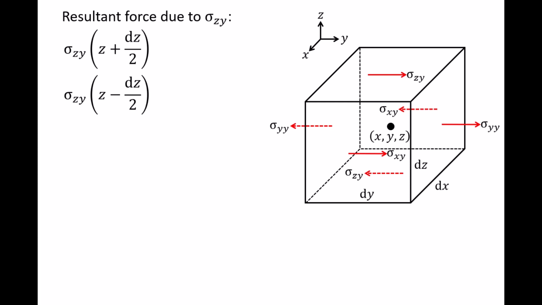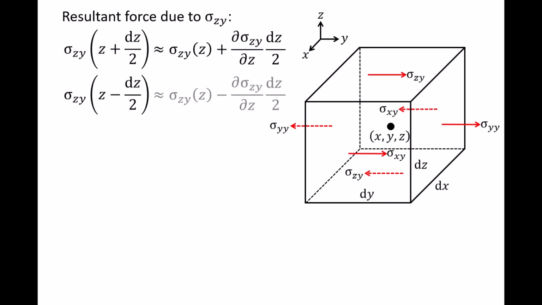We use a Taylor series approximation to relate the stresses at the top and bottom surfaces to the center of the control volume. Sigma zy at the top surface is approximately sigma zy at the center plus partial sigma zy partial z times the distance between the top surface and center, dz over 2. We neglect all terms that are dz squared and higher because they are very small for a small control volume. Similarly, sigma zy at the bottom surface is approximately sigma zy at the center minus partial sigma zy partial z times the distance between the bottom surface and center, dz over 2.